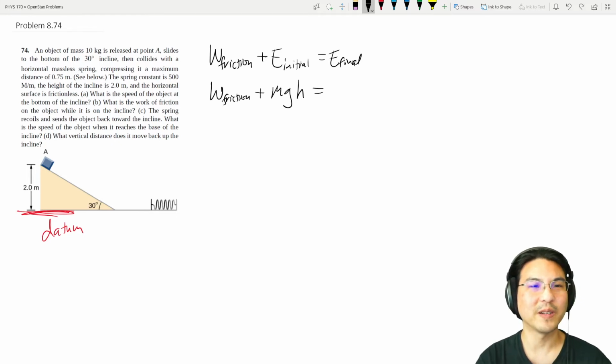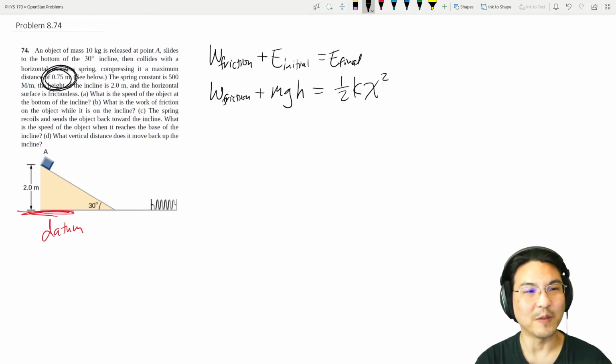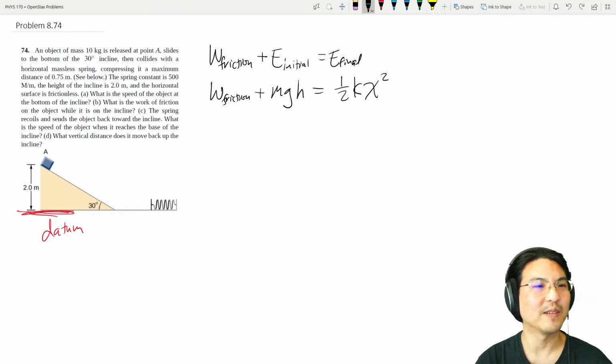And then when the spring is compressed, it has spring potential energy, 1/2 kx squared, where x is however much it's smashed, right here. We know the value. We also know the spring constant, 500 newtons per meter.